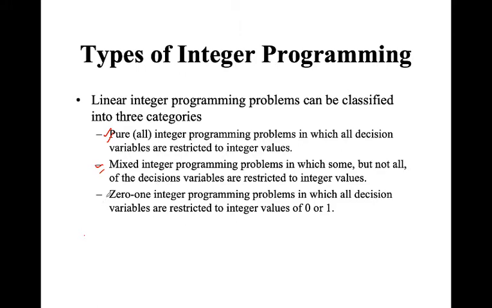The next one is the 0 1 integer programming problem. Here the decision variables can take either value 0 or 1, nothing else. If you put a constraint like this on the decision variables, then this kind of integer programming problem is called a 0 1 integer programming problem. Examples are the traveling salesman problem and assignment problems, which are special cases of the integer programming problem.